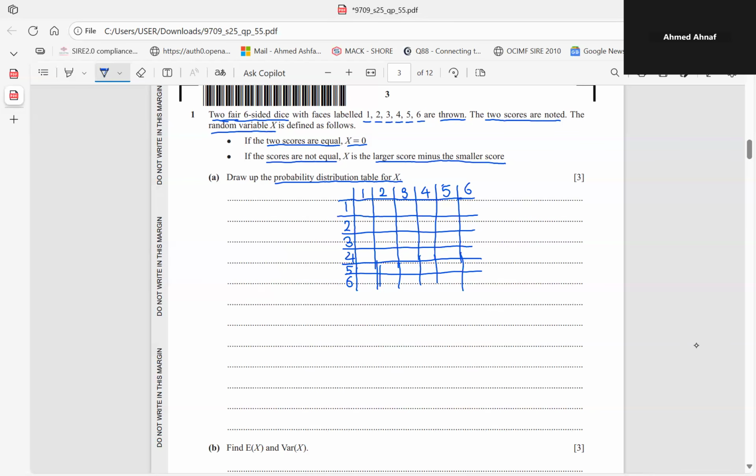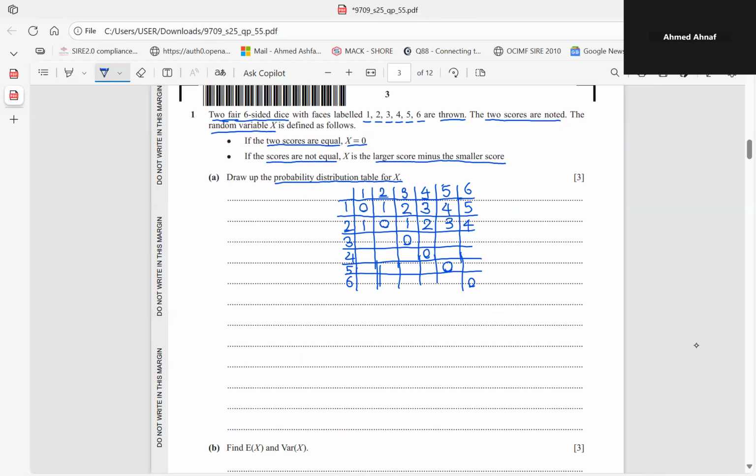So this is 1 and 1, so this would be 0. 2 and 2, this would also be 0. So 3 and 3, 4 and 4, 5 and 5, 6 and 6. We're just taking the difference, okay? And so 2 and 1, this would be 1. 3 minus 1, that's 2. 4 minus 1, that's 3. 5 minus 1, 4. 6 minus 1 is 5. And then for 2 minus 1, that is 1. 3 minus 2, 1. 4 minus 2, that's 2. 5 minus 2, that's 3. 6 minus 2, that is 4.